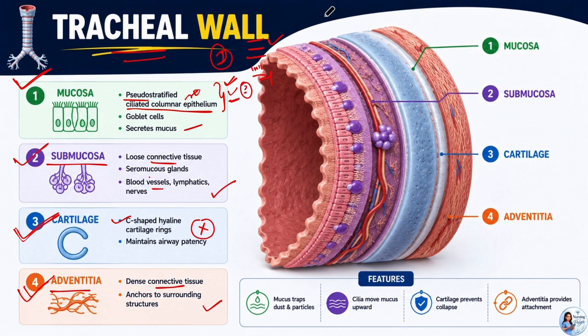The trick to remember these layers is MUSCA: M with the mucosa layer, U... S with the submucosa layer, C with the cartilage layer, and A with the adventitia layer.